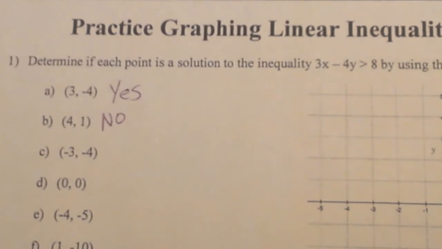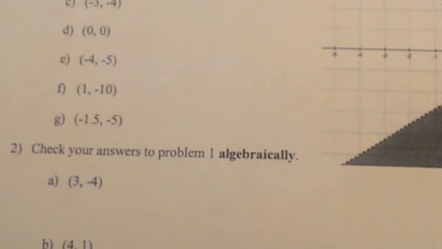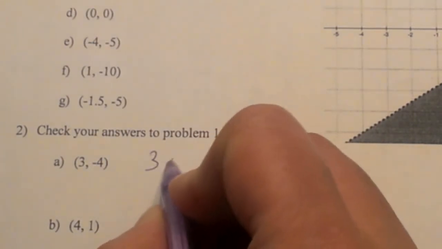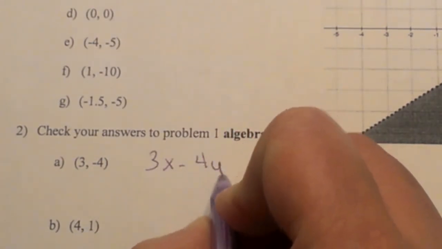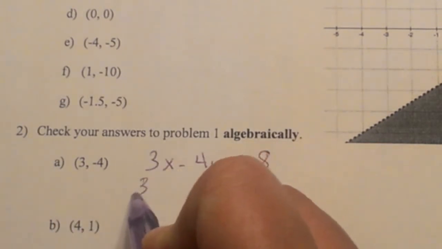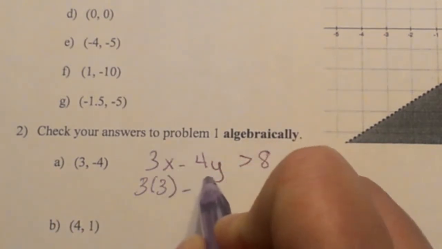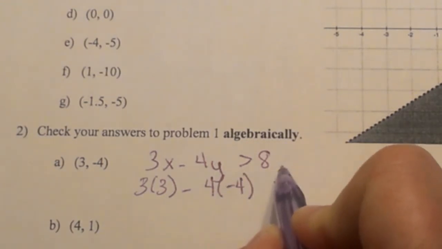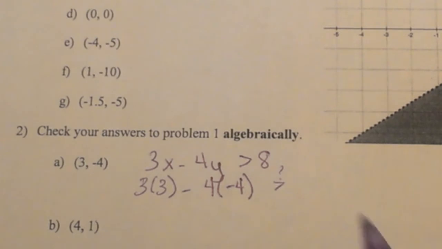We can verify these two points algebraically if we consider what our original inequality was. 3x minus 4y is greater than 8. And if I'm checking to see if the ordered pair (3, -4) is a solution to this inequality, I simply plug in my x value and my y value, and then I'm going to put a question mark over my inequality symbol because I'm checking to see if it's true that that will be greater than 8.